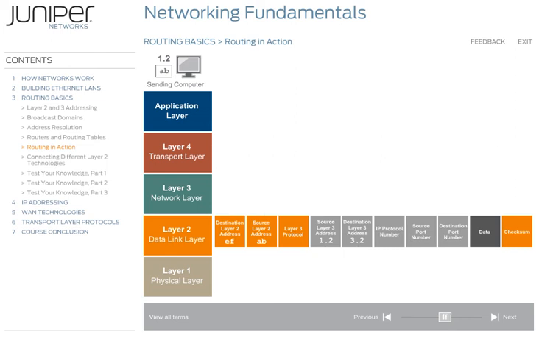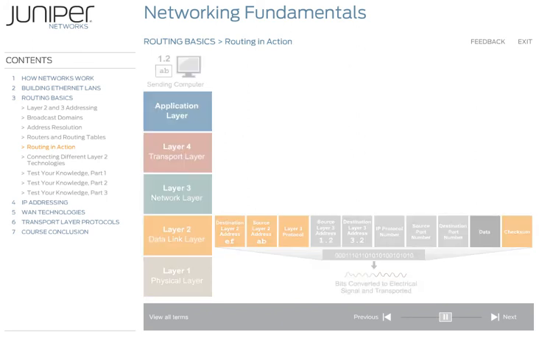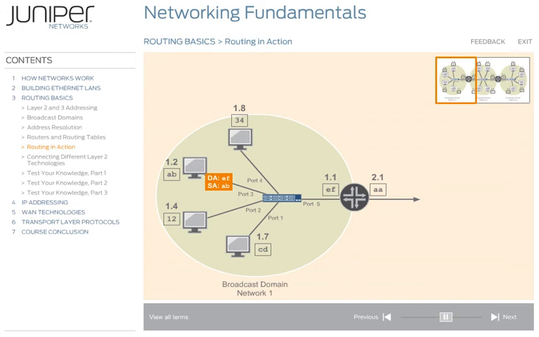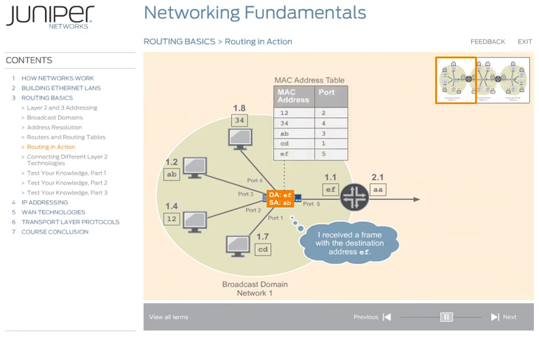After layer 2 encapsulation is complete, PC 1.2 converts the data to ones and zeros and sends it over the wire. The Ethernet switch connecting the source PC to the router receives the frame, examines the layer 2 destination MAC address, and looks for a match in its MAC address table, which, on a switch, is commonly called a forwarding table. If the switch does not find the layer 2 address in its table, it will send the frame out all ports except the one it came in on.